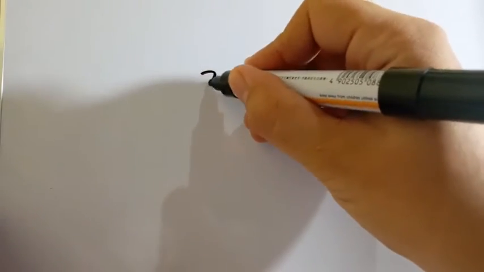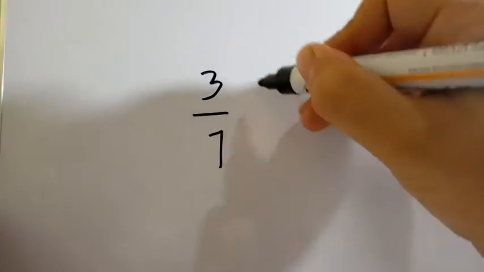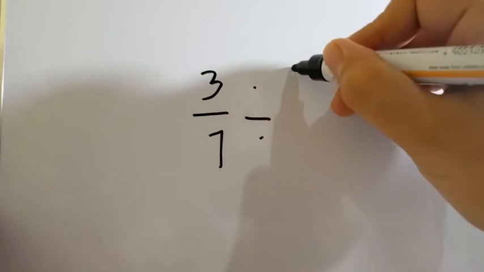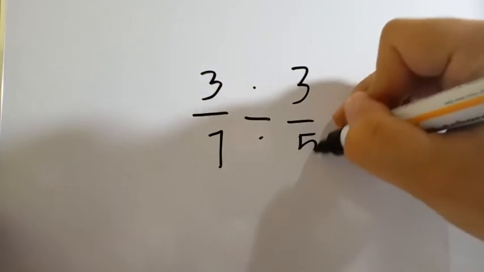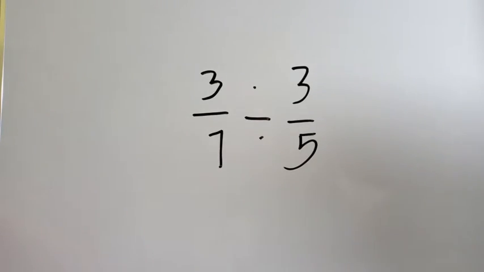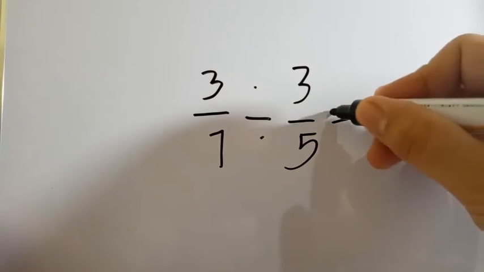So guys, we have division of fractions. So now, I will give an example on how we are going to divide fractions. Improper fractions, we have 3/7 divided by 3/5. Okay, so we have 3/7 and 3/5. So how are we going to divide it?